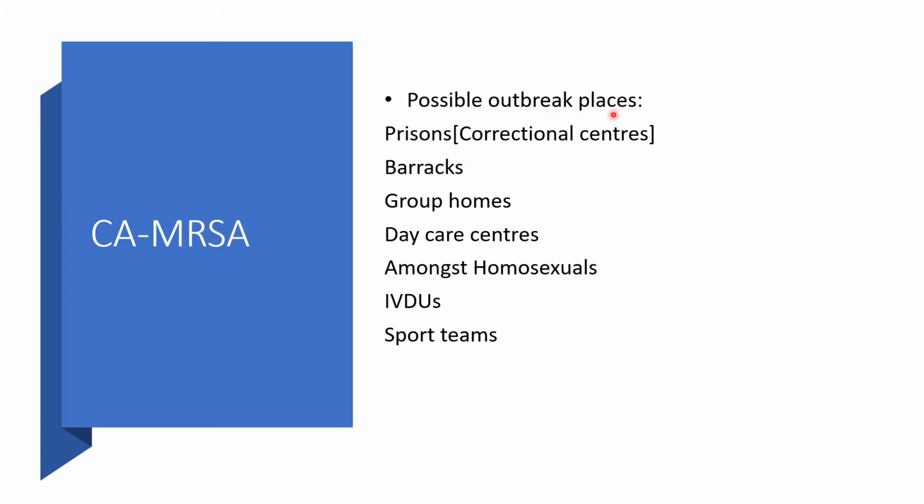Possible outbreak places, that is the places that you can find the outbreak of methicillin resistant Staphylococcus aureus in the community, will include prison or correctional centers, barracks for military, police officers, group homes, daycare centers. Now, you understand what now is there? IV drug users, sport teams.